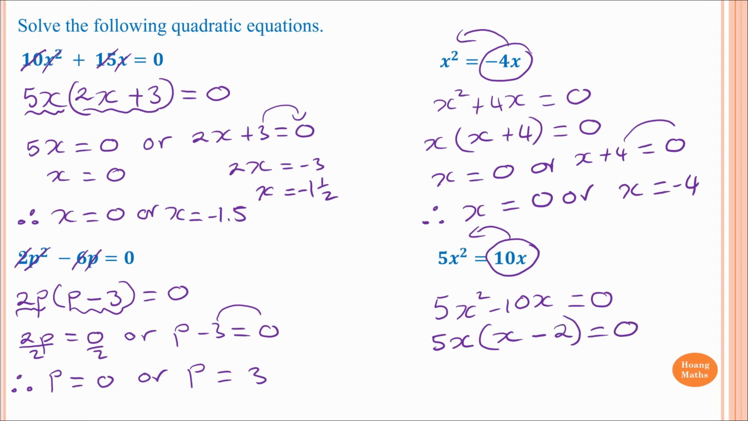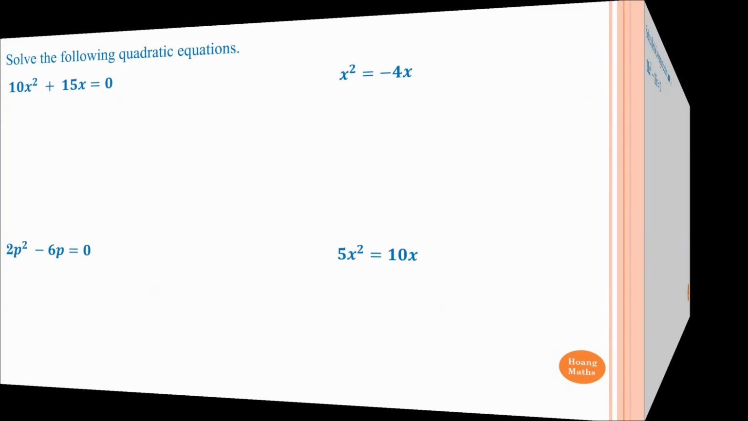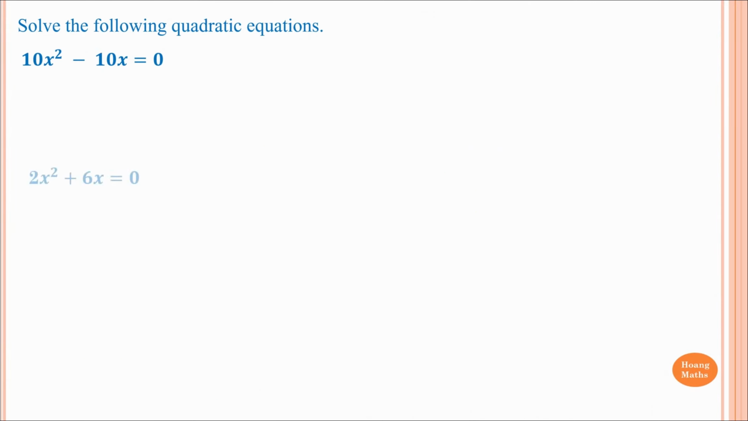equal to 0. So this means that 5x is equal to 0 or x minus 2 is equal to 0. So therefore, x is equal to 0 or x is equal to 2. Now, please stop the video and try this one yourself.